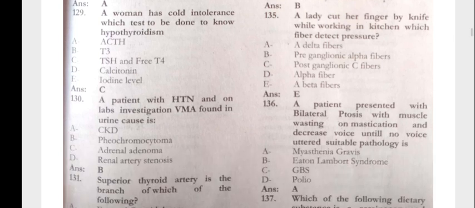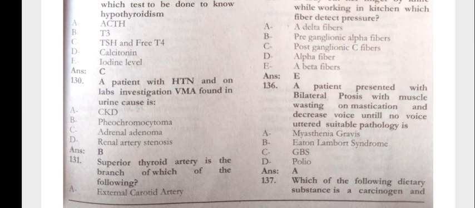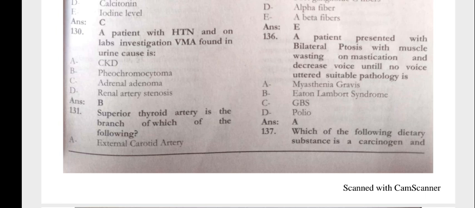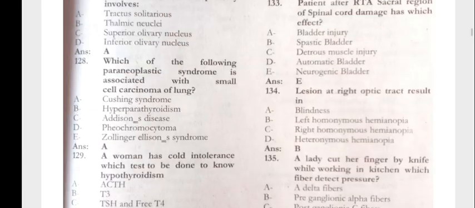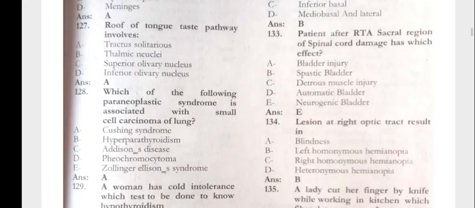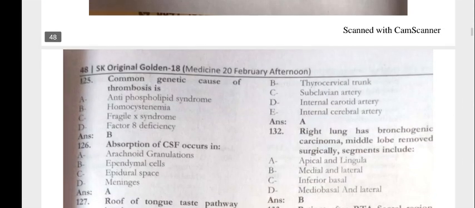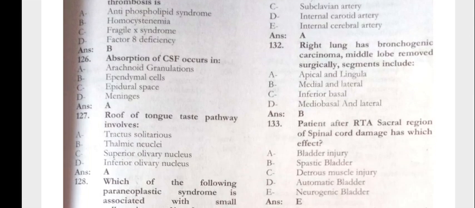That is the TSH inferiority for the patient. The hypertension and the labs investigation VMA found in the urine causes pheochromocytoma. The superior thyroid artery is the branch of which of the following artery? That is the external carotid artery. Next, the right lung has the bronchogenic carcinoma.